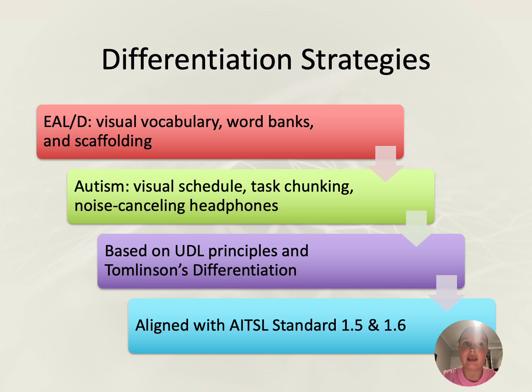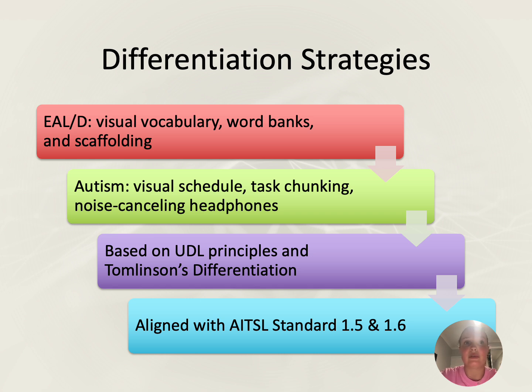To support my EALD student, I use a visual word bank, relevant vocab, and provide bilingual support through visuals and images where possible. The scaffolding supports the development of vocabulary and sentence structure in English. For the student with autism, I provide a visual schedule, sensory regulation strategies such as noise-cancelling headphones and fidget toys, and clear step-by-step instructions using visual task cards.